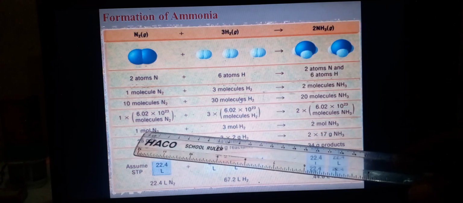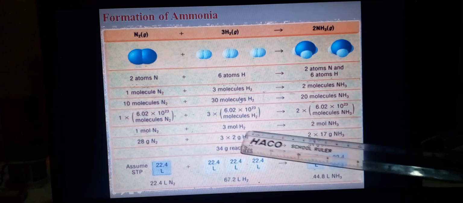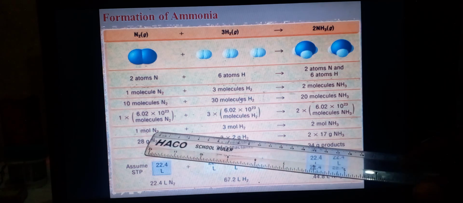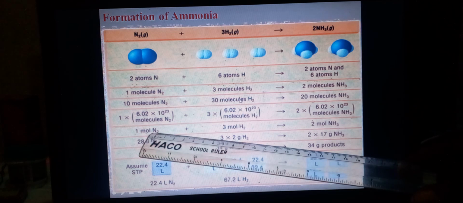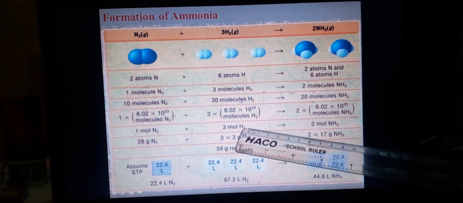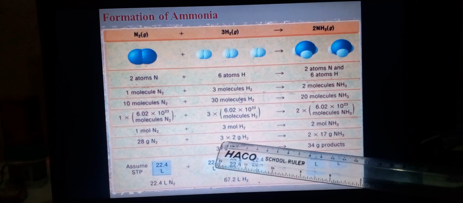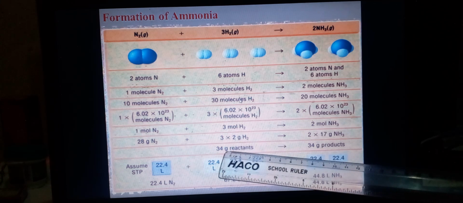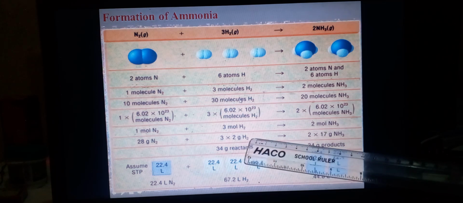Then in terms of the moles of molecules, this one is 1 mole of nitrogen molecules, 3 moles and 2 moles. In terms of mass now, remember 1 nitrogen atom has a relative atomic mass of 14, but we have 2 atoms here, so you take 2 times 14, which will give us 28. 1 hydrogen has a mass of 1 gram, and there are actually 3 molecules, so you take 3 times 2, which will give us 6 grams. This one will be 6 grams.